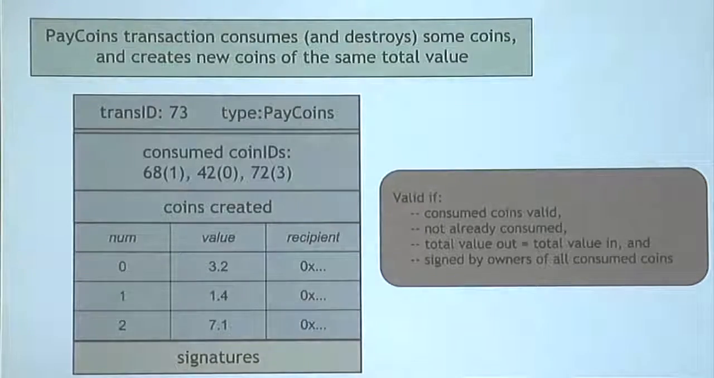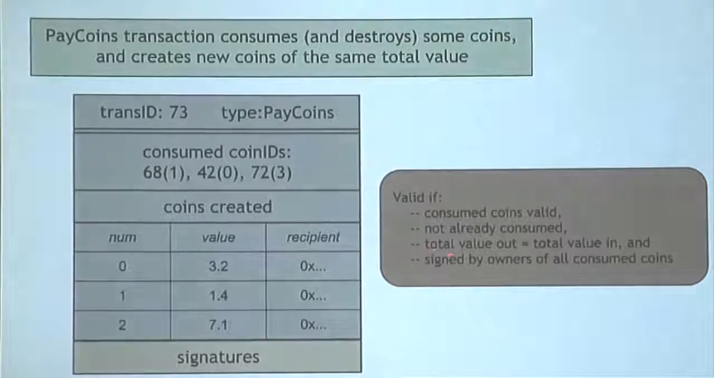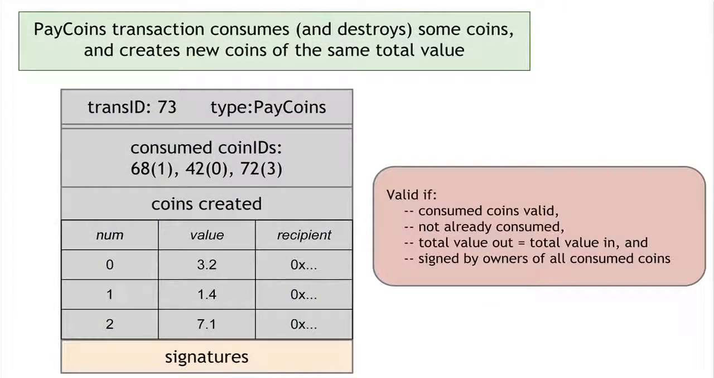The rules of Scroogecoin say that a PayCoins transaction is valid if 4 things are true. First, that the consumed coins are valid, that is, they really were created in previous transactions. Second, that the consumed coins were not already consumed in some previous transaction. That is, that this is not a double spend. Third, that the total value of the coins that come out of this transaction is equal to the total value of the coins that went in. And finally, that the transaction is validly signed by the owners of all of the consumed coins. If all of those things are true, then this PayCoins transaction is valid.